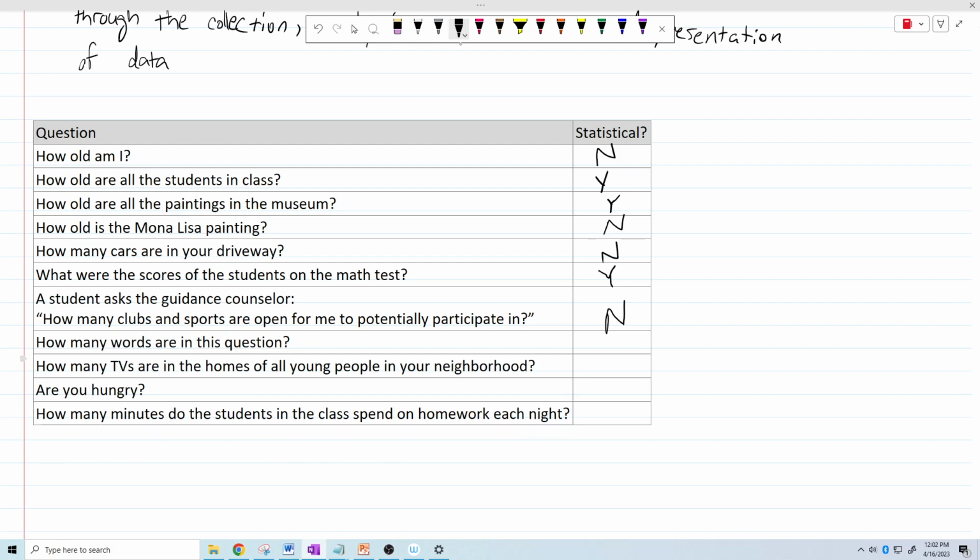How many words are in this question? You can count them all up. It's going to be the same every time. Therefore, it's not a statistical question.